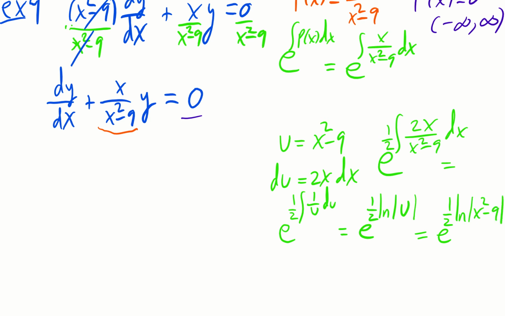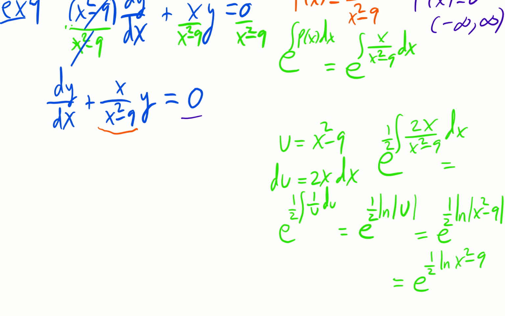And the reason why I wanted to take this interval a moment ago is x squared minus 9 is positive on this interval, and so I can simply rewrite this as the natural log of x squared minus 9. I don't need the absolute value bars if I work on this interval from 3 to infinity. Conversely, if we had worked on the interval from negative infinity to negative 3, you wouldn't have needed it either, because x squared minus 9 is also positive on this interval as well. So this is also a solution on that interval too.